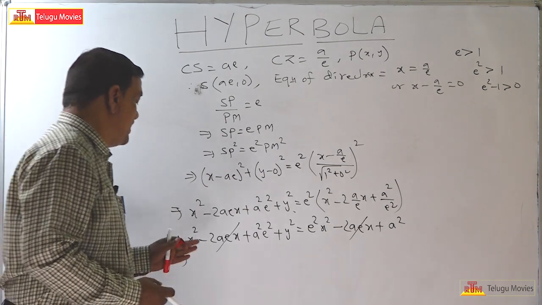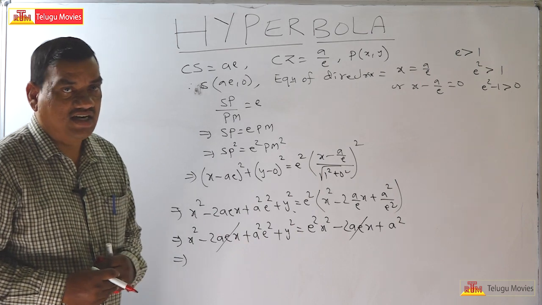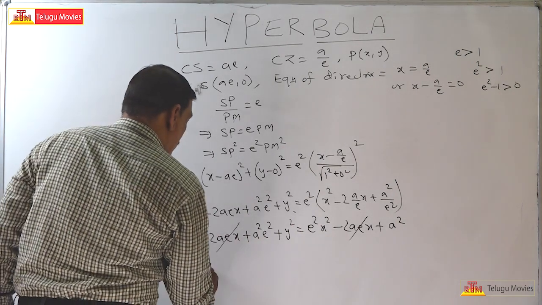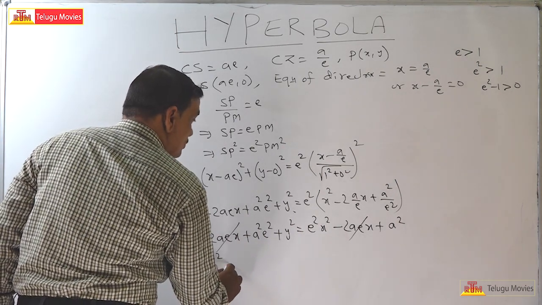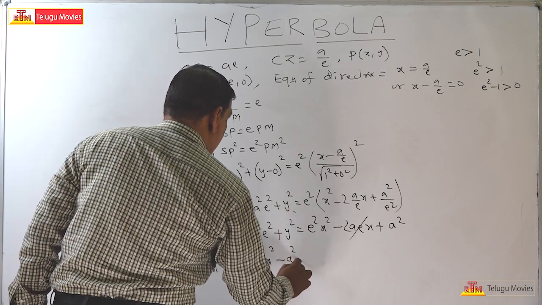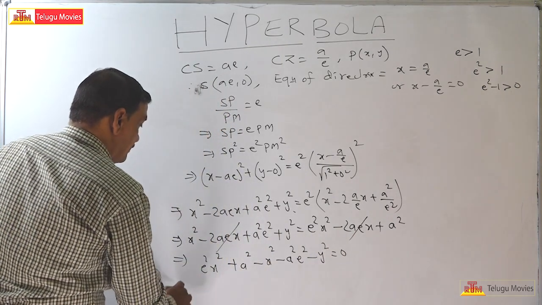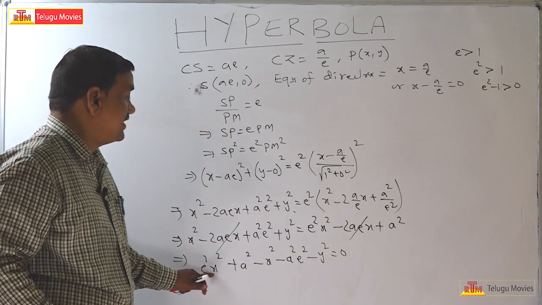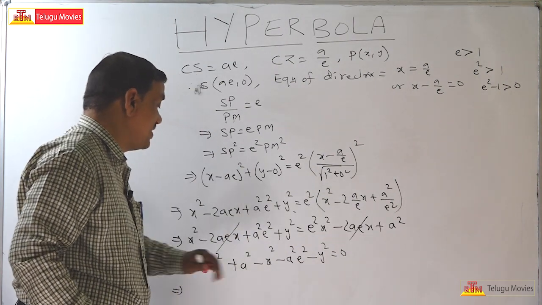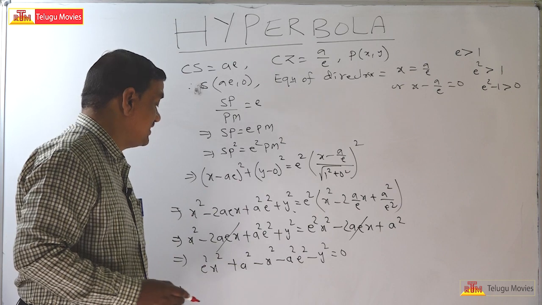That's why take this x square, a square e square, y square to the right hand side. Let us see what happens. So this is equal to e square x square plus a square minus x square minus a square e square minus y square is equal to 0. Here e square x square plus a square I kept as it is, x square I have taken to the right hand side, minus x square.